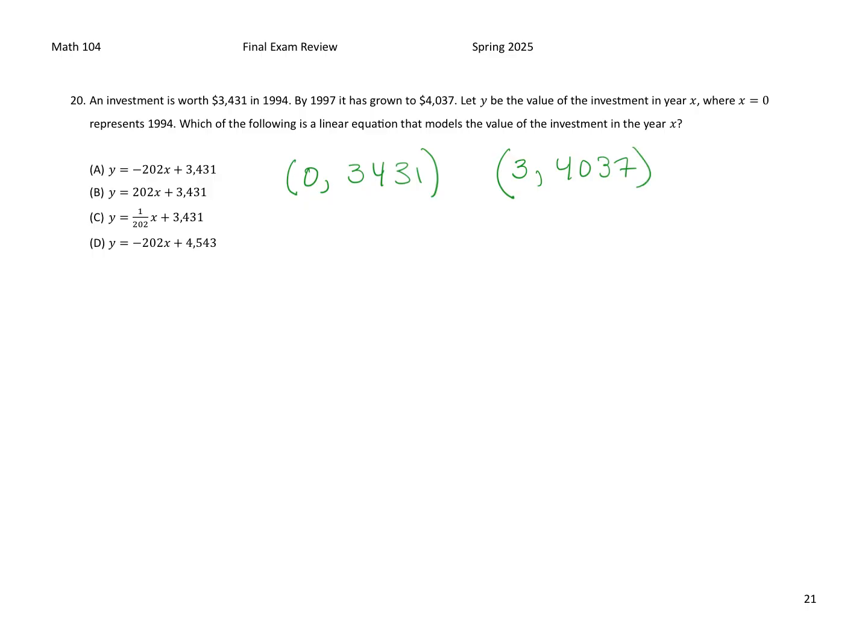$4,037. Okay, so let's calculate the slope, which is going to be subtract the y's. That would be 4,037 minus 3,431 over subtract the x's, 3 minus 0. Okay, so I have to do this subtraction. I could do it in my head by adding up, or I could do a little algorithm over here.